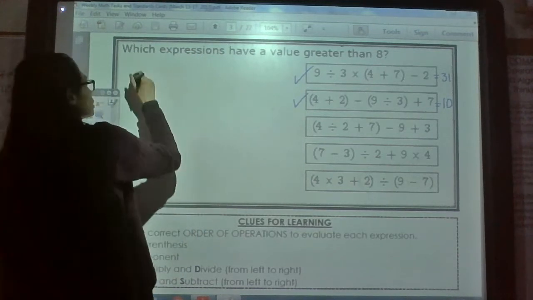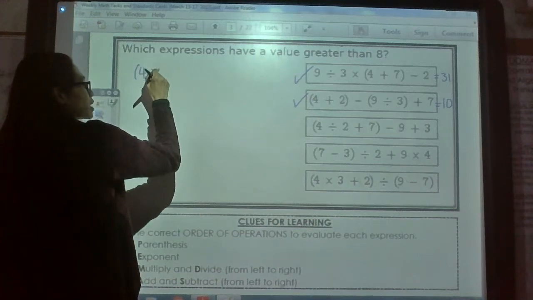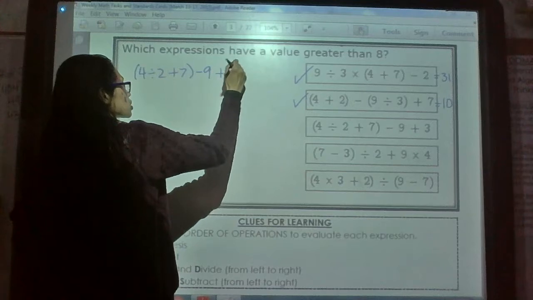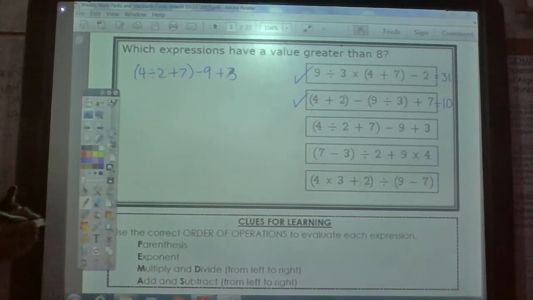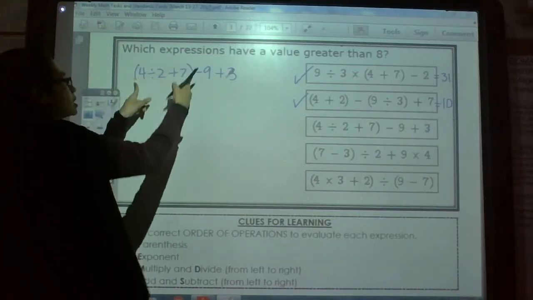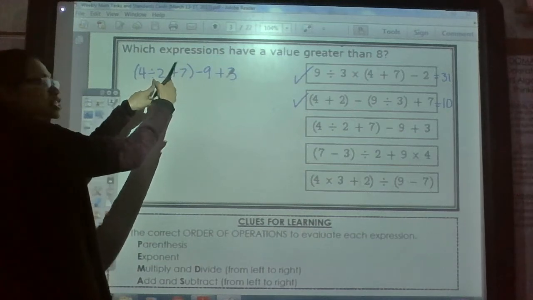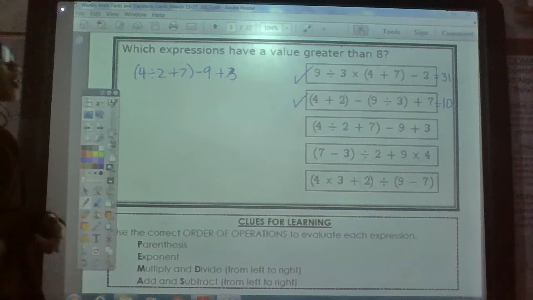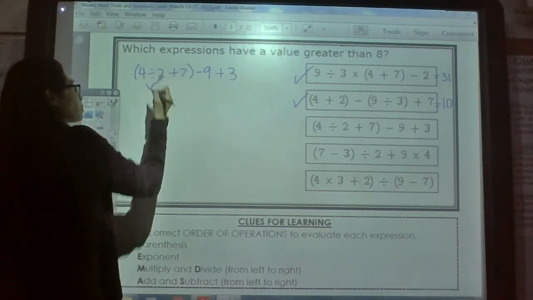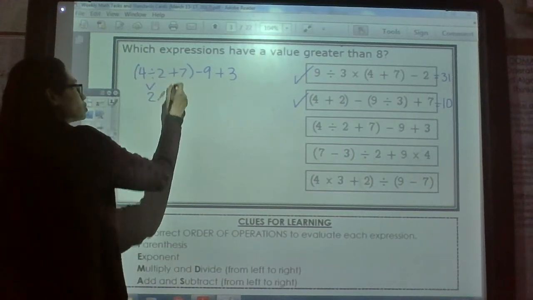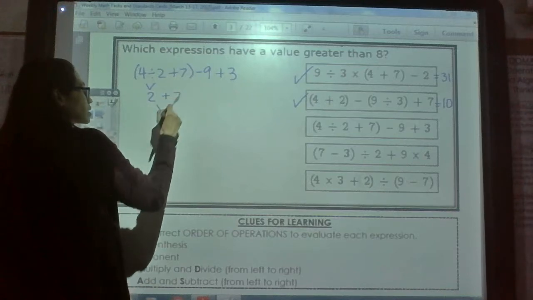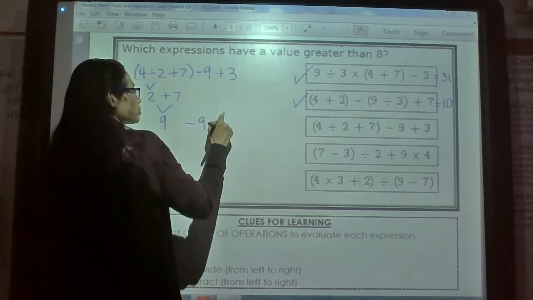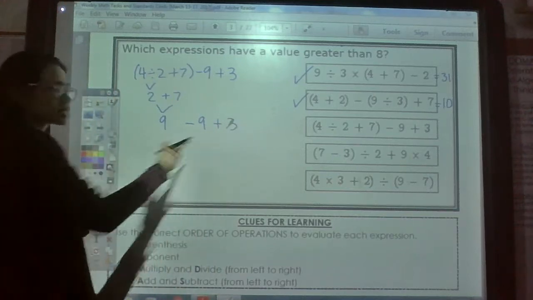Write it down. It's (4 ÷ 2 + 7) - 9 + 3. All right, what do we do first? We do what's in parentheses first. Now I have a division and an addition symbol in there. Which one do we do? We divide first. So we follow our order of operations. So 4 divided by 2 is 2. And then plus 7 is what? That's a 9. And then bring everything else down. Minus 9 plus 3.